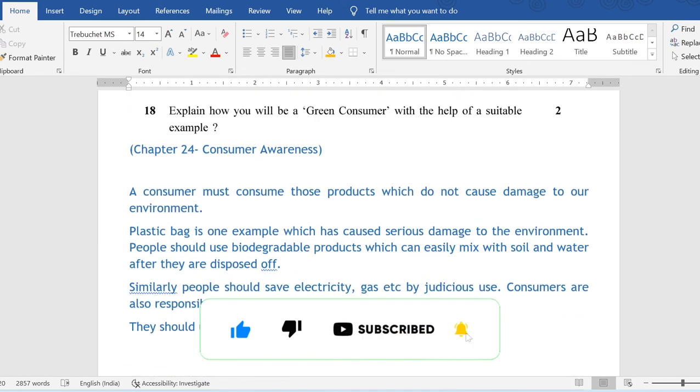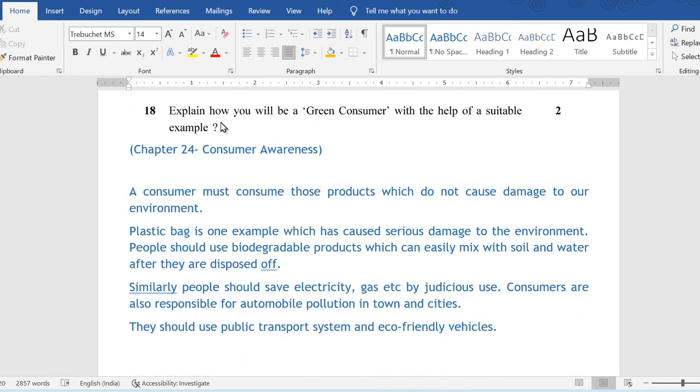The next question, question 18. Explain how you will be a green consumer with the help of a suitable example. This is from chapter 24, Consumer Awareness. A consumer must consume those products which do not cause damage to our environment. Plastic bag is one example which has caused serious damage to the environment. Instead of plastic bags, people should use biodegradable products which can easily mix with soil and water after they are disposed of.